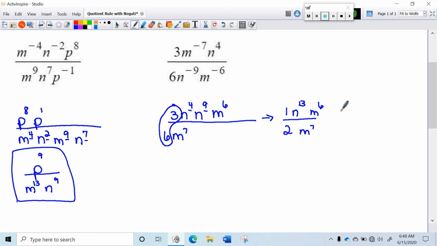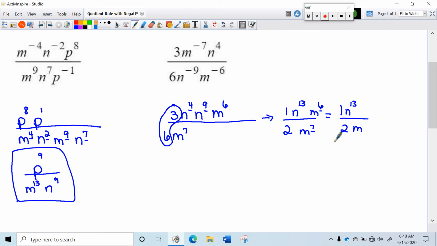Now, whenever you have the same letter on the bottom and the top, you have to simplify that. So here's what we do. Everything else you're just going to write down like it is. Now for my m's, you want to look and see where the biggest exponent is. It's on the bottom. That means your m is going to be on the bottom. Wherever the biggest exponent is originally is where your m is, or your variable. Then you subtract those exponents. So 7 take away 6 is 1.